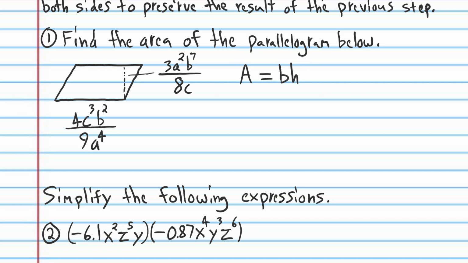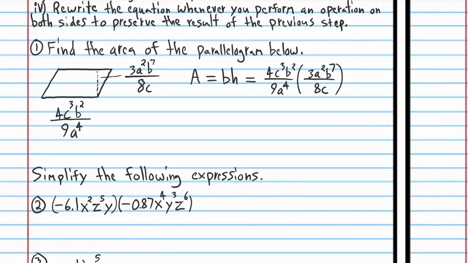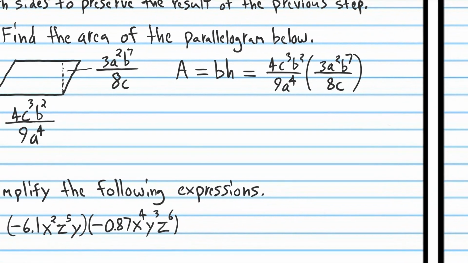And then you're going to plug in what we don't know, and that is the base is 4c cubed, b squared. It's all that stuff at the bottom there. And the height is written on the side there. And there we have it. So all we have to do is multiply that fraction.